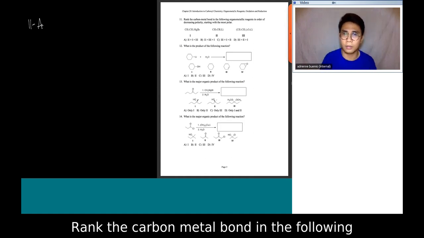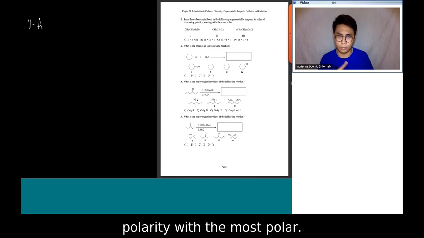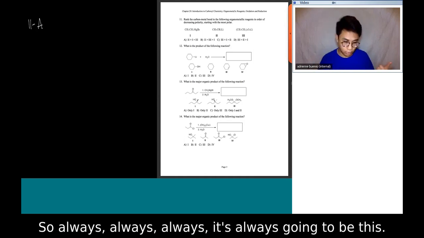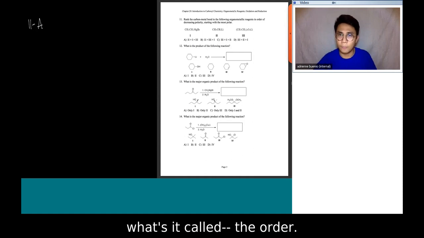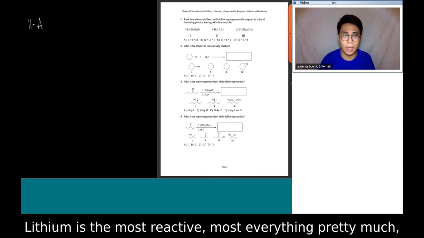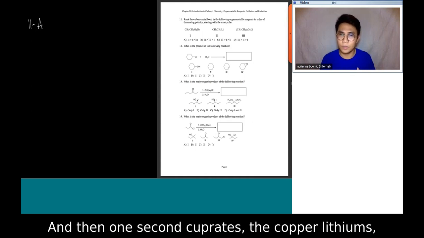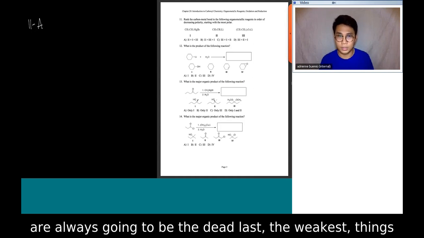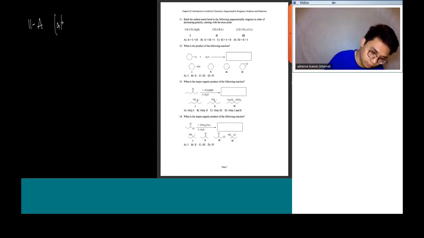So this one's what? Rank the carbon metal bond in the following organometallic reagents, decreasing polarity with the most polar. So as always, always, always, it's always gonna be this order. Lithium is the most reactive, most everything, pretty much strongest. And then, cuprates, their copper lithiums are always going to be the dead last, the weakest. And keep that in mind, always, always.